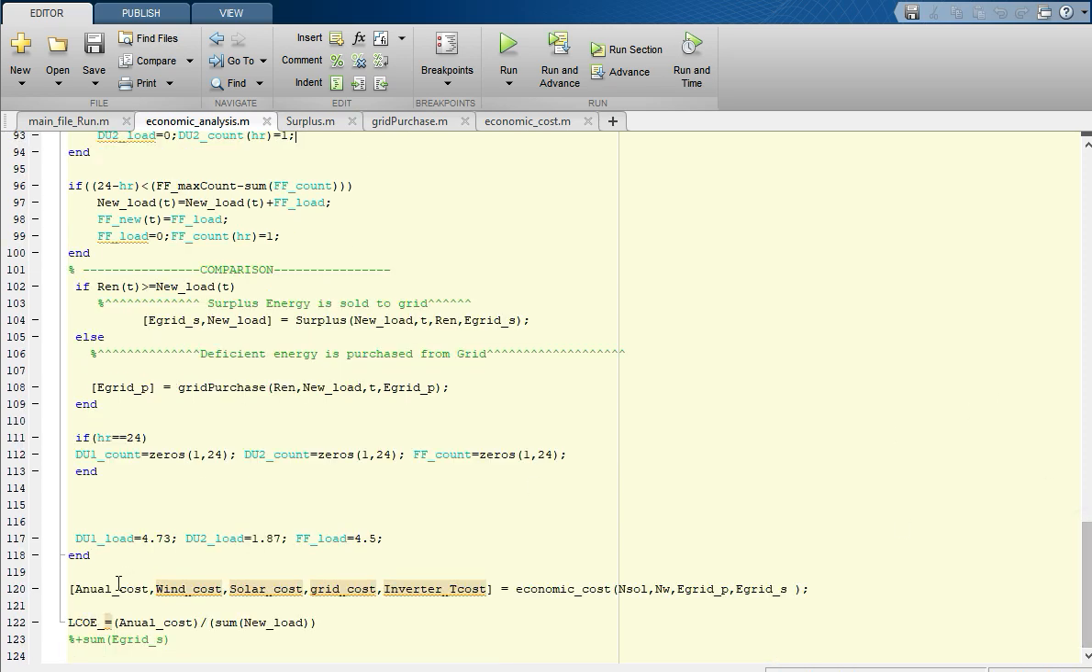And finally, the economic cost function is called. The inputs are the number and size of the wind turbines, size of the solar, grid purchase energy, and grid sales energy. In return it gives us the annualized cost, wind cost, solar cost, grid cost, and inverter cost. To calculate the levelized cost of energy, annual cost is divided by total load served.